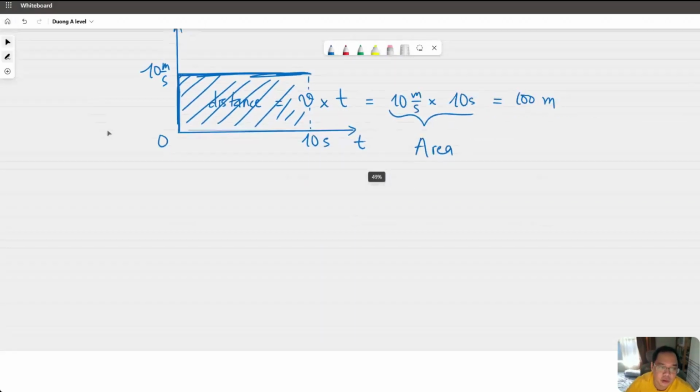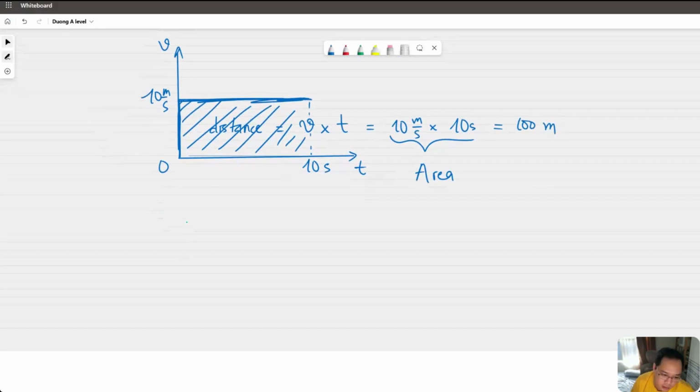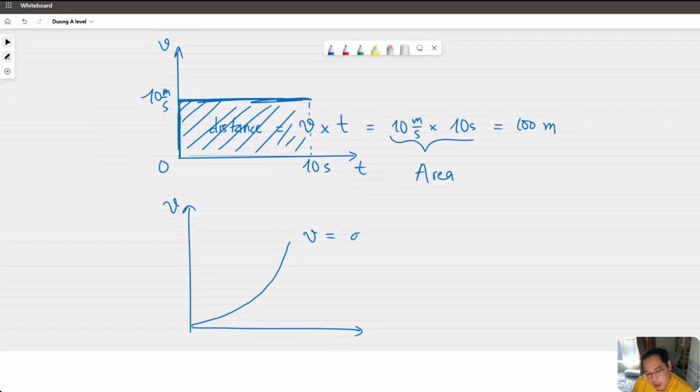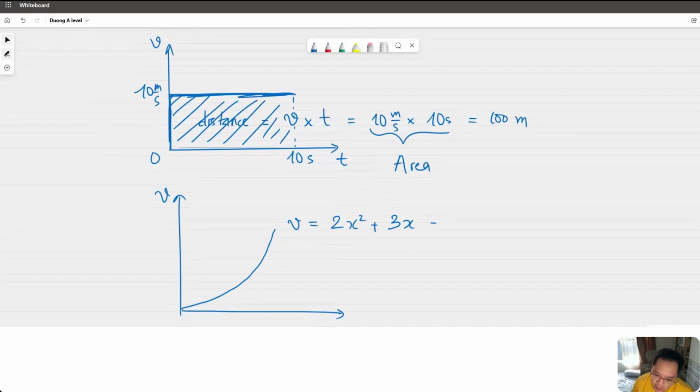But if the velocity varies not linearly, not like this, but the velocity varies as a function, for example, a quadratic function. Let's take for example v equals 2x squared plus 3x, for example, like this. If we add it with another constant, for example 2 here, the speed starts from here, which is 2, huh? And increases drastically like this.